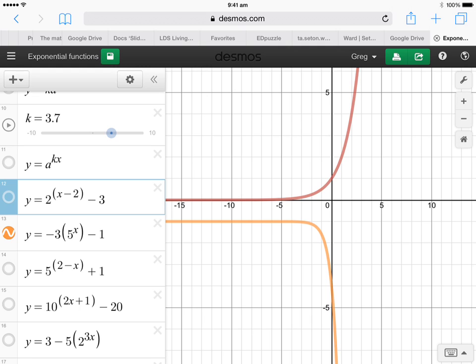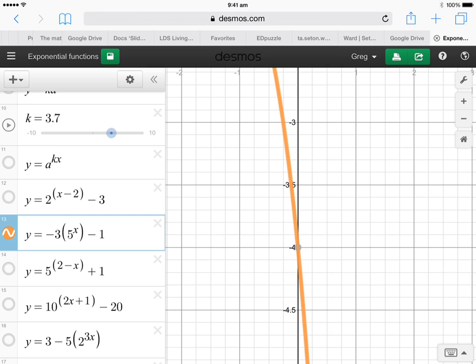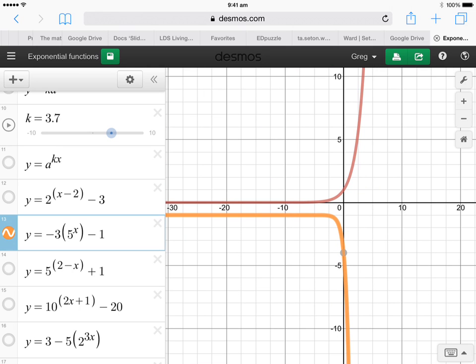Again, if we wanted to find what the y-intercept was, put x equals 0 in there: you get negative 3 times 5 to the 0. 5 to the 0 is 1. Negative 3 times 1 is negative 3, take off 1 is negative 4. So that allows you to be accurate about what the y-intercept is for that graph.